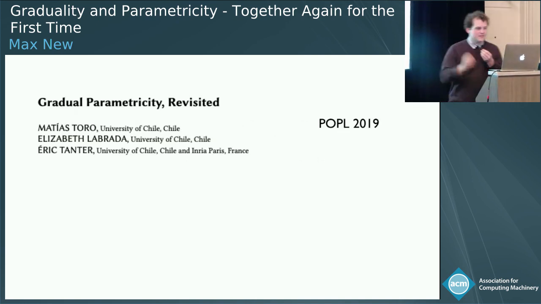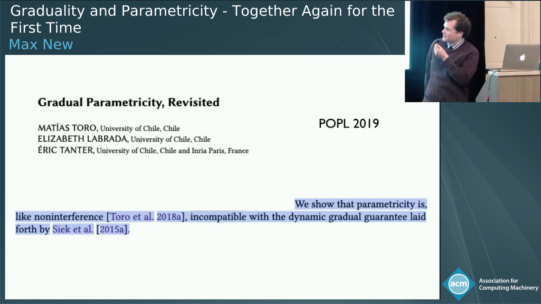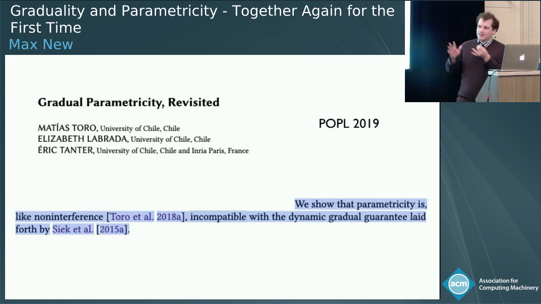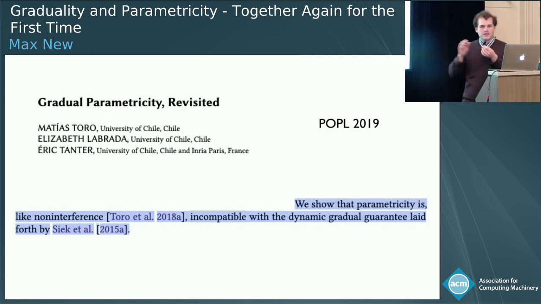And as Jeremy just mentioned, this might sound very familiar if you were at POPL last year, where this paper decided this question and said parametricity is, like non-interference, incompatible with the dynamic gradual guarantee. And so I don't agree with this. So what I want to talk about is what graduality and parametricity are, what the real incompatibility that I think they ran into here is, and then how we can circumvent that incompatibility to make a language that satisfies both graduality and parametricity.